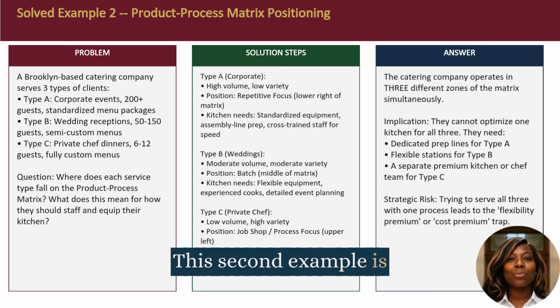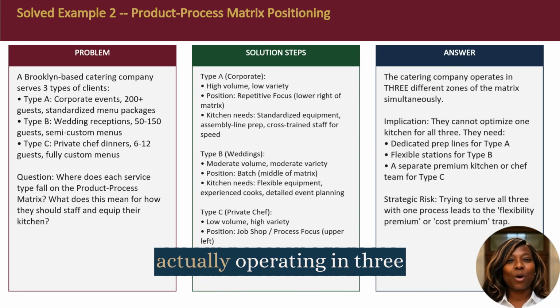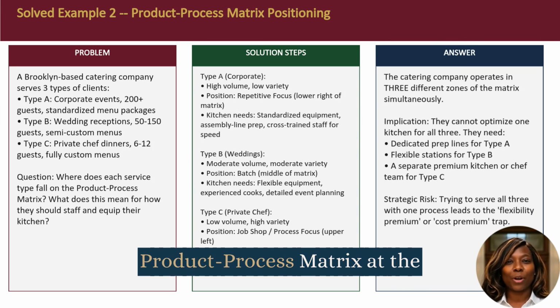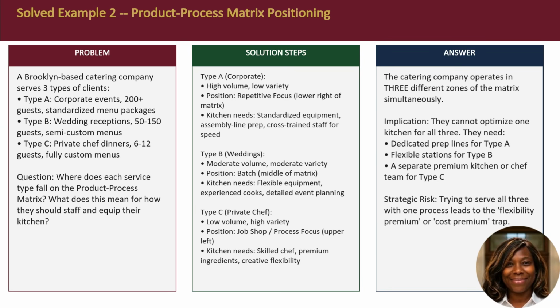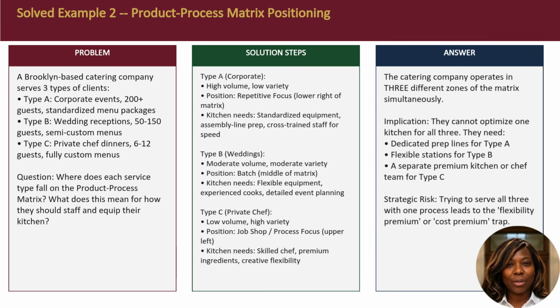This second example is more complex and more realistic. The catering company is actually operating in 3 different zones of the product process matrix at the same time. Corporate events are repetitive focus. Weddings are batch. Private chef dinners are job shop.